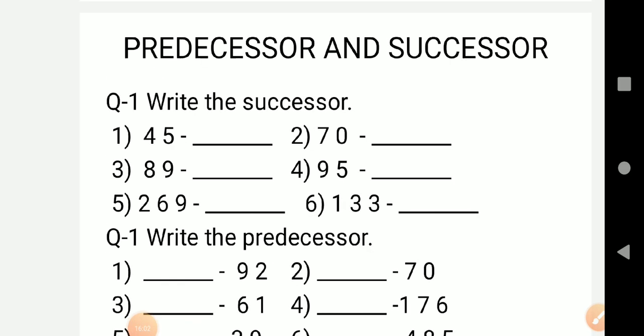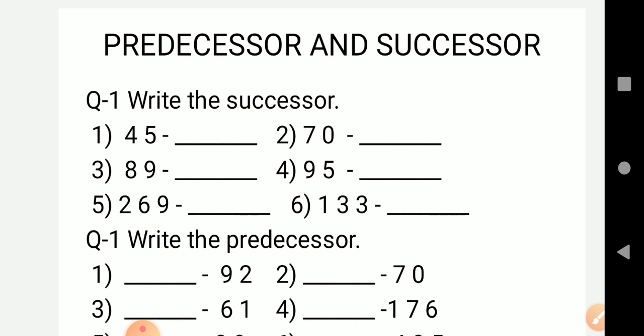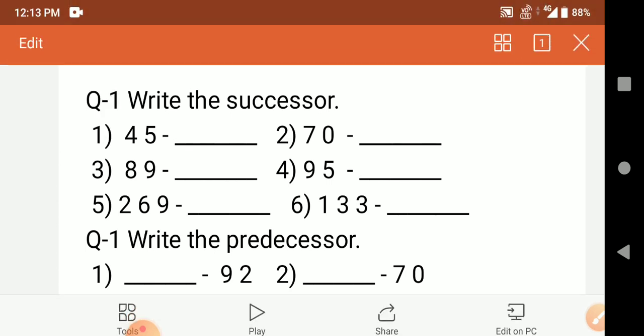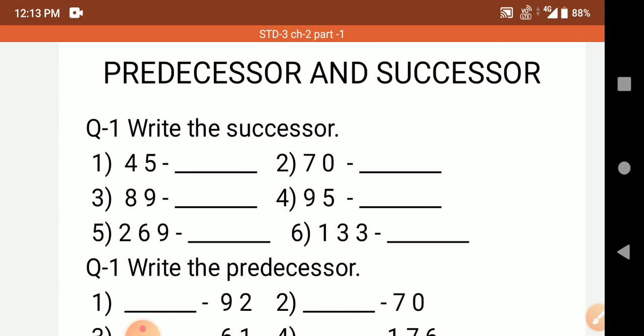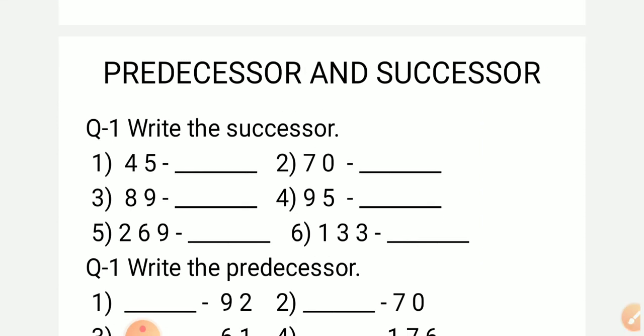Okay. Now my next topic is predecessor and successor. Predecessor means the number before a number, and successor means the number after it. Okay. We already did this in the previous standard, but we revise it in this class before starting our chapter.